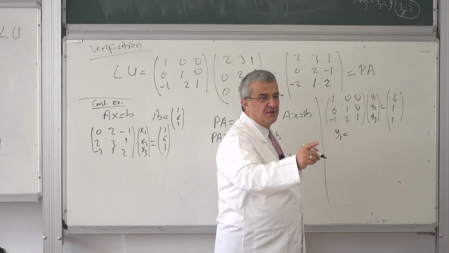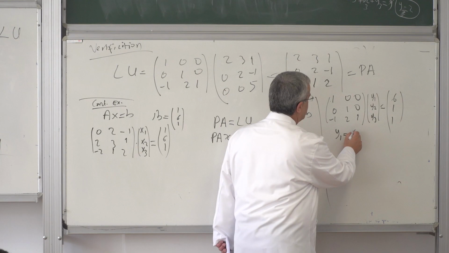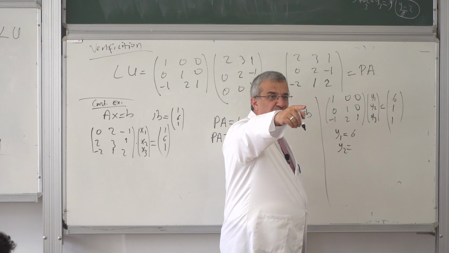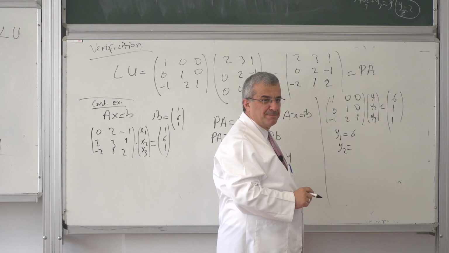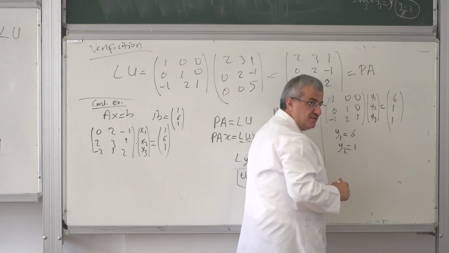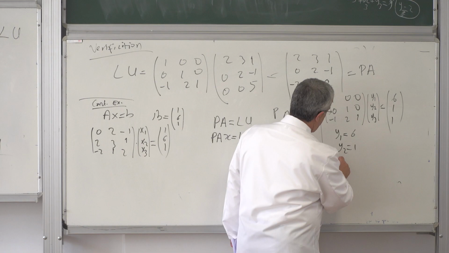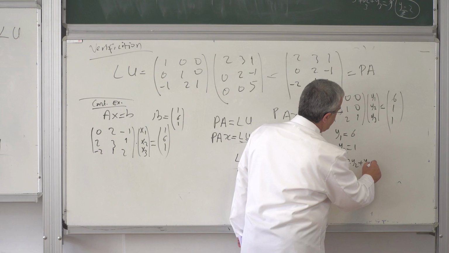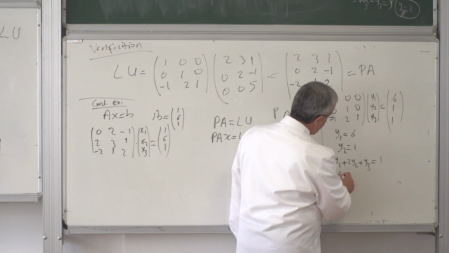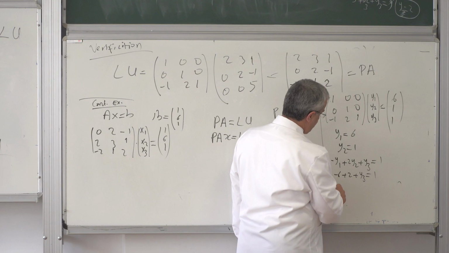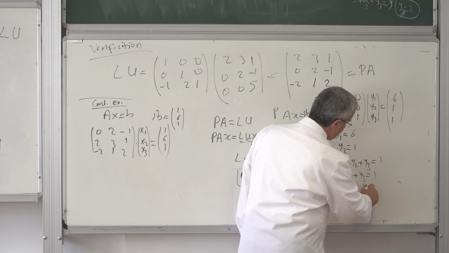So in this case, what is y1? Very good. And what is y2? y2 is 1. Yes. Please follow. And y3: minus y1 plus 2y2 plus y3 is equal to 1. So this is minus 6 plus 2 plus y3 is equal to 1. So this is minus 4. So y3 is equal to 5.